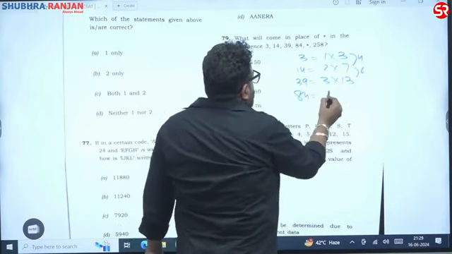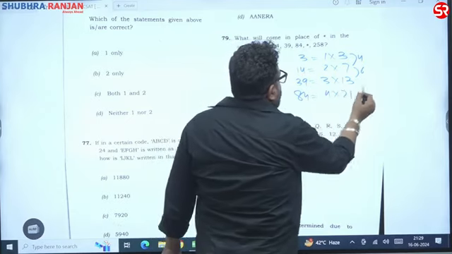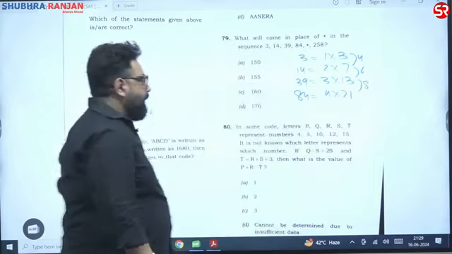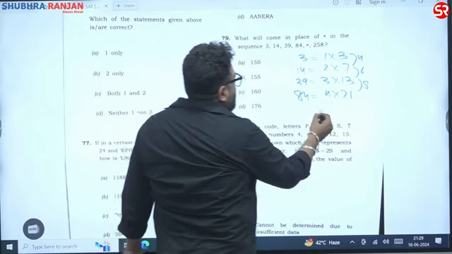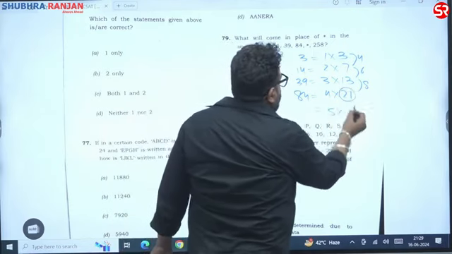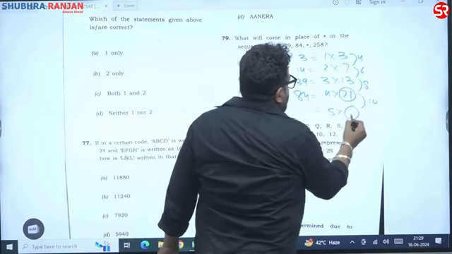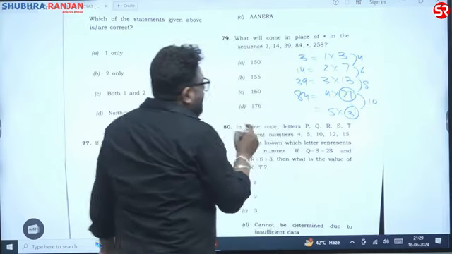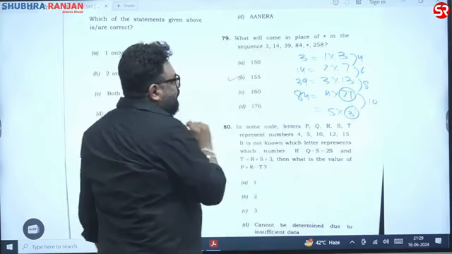84 is what? 4 into 21. Difference is 8. Right? So next, whatsoever it is, the difference between this and this digit has to be 10, which means this is 31. So 5 into 31 is 155.